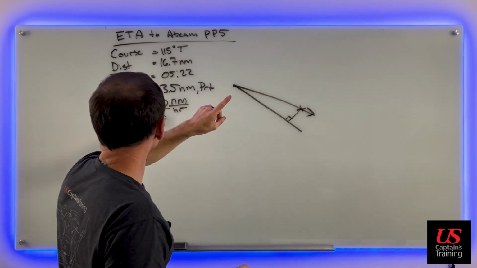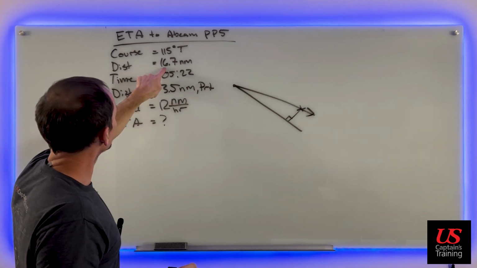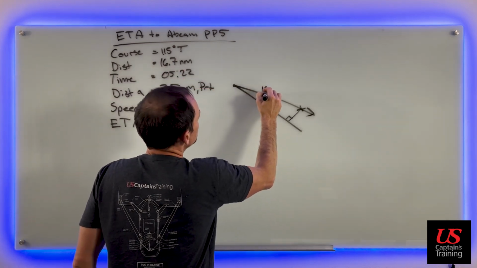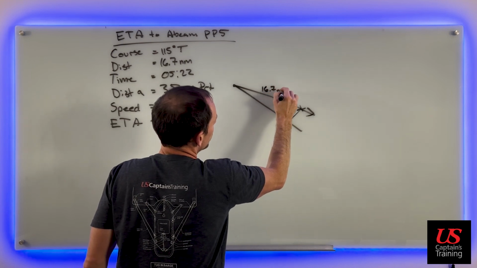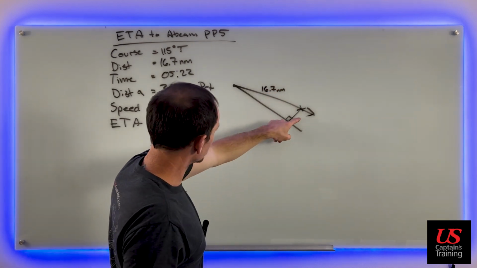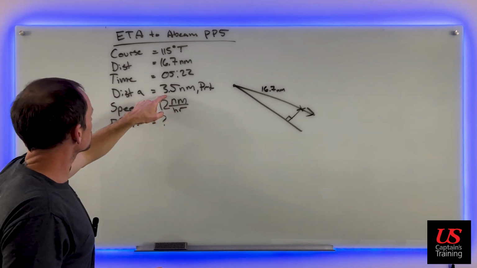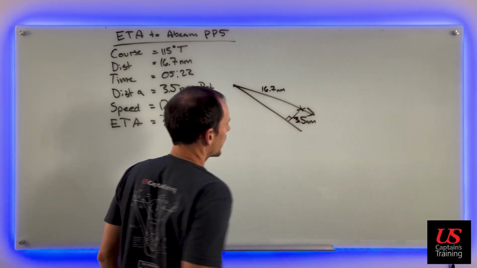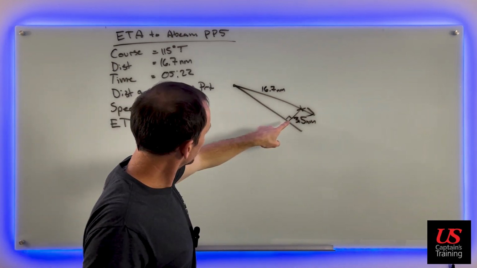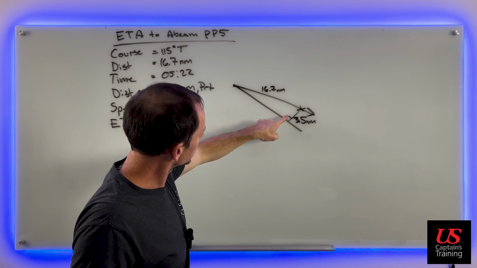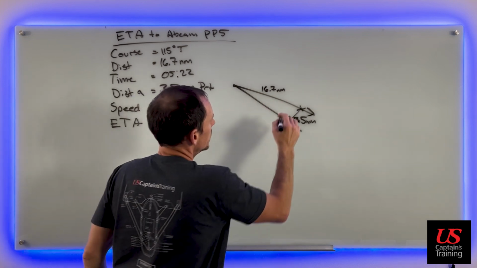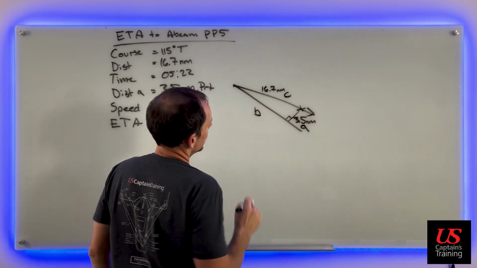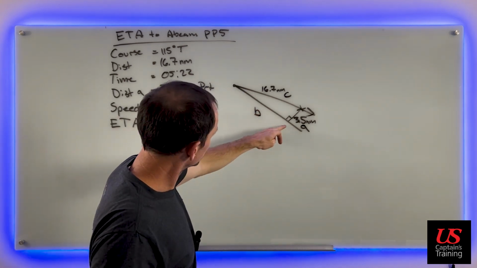And it gave us two distances. Distance 1, from our original course, was 16.7 nautical miles, right? And then it gave us our second distance, which was 3.5 nautical miles. The hypotenuse is always C, and it's always going to be across from this 90. So we have this one C, we'll call this one A, and this one B. And we need to figure out this distance, B.